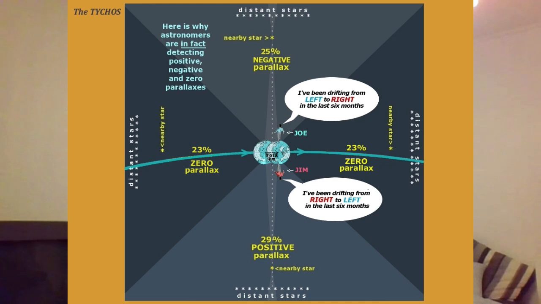So the distribution of parallaxes, about 25% positive, 25% negative, and 50% nothing, is exactly what we should expect if we are moving in one direction while the sun is moving around us during a year. And as Simon mentioned, this is really an elephant in the room. They are hiding away this elephant.